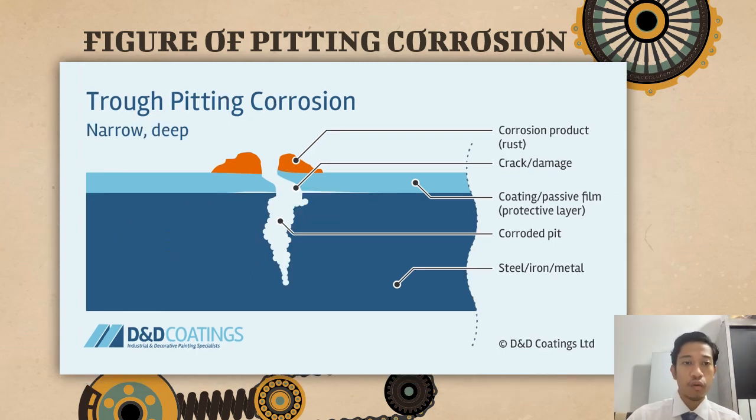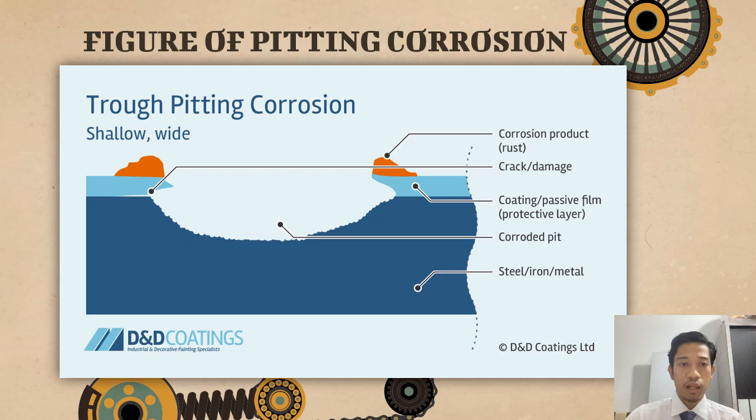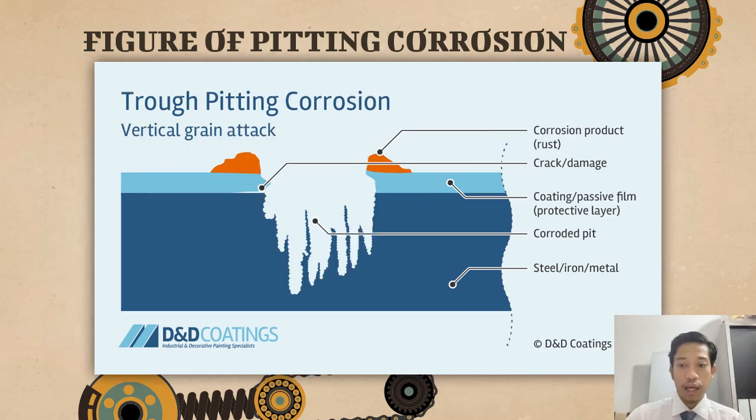Next is narrow and deep. We can see here that the corrosion happens deep inside the pipes. Next is the shallow and wide. It's a shallow corrosion, but it covers a wide area of the surface. And finally is the true pitting corrosion vertical grain attack.